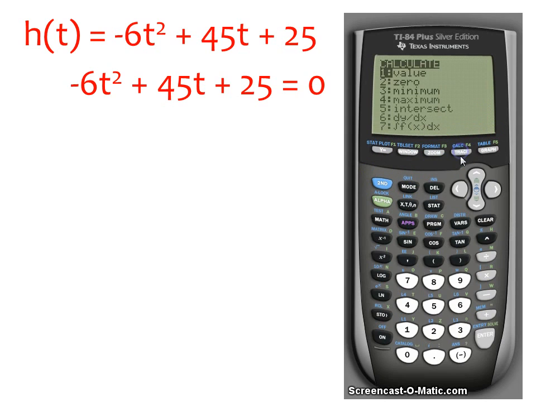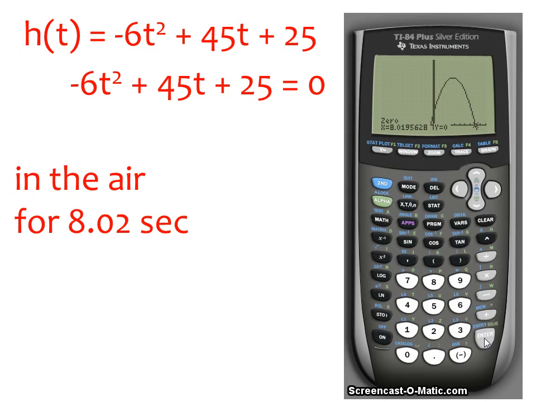So again, press second trace, go into our 0, enter, and then let's get our cursor as close as we can to that point at which it hits the ground, which is close to the x-axis there. We use our left bound, press left, enter, and then we want to do twice right, enter. So we're past that point, enter one more time, and we see that I was in the air for a total of 8.02 seconds, which is one of my longest jumps.